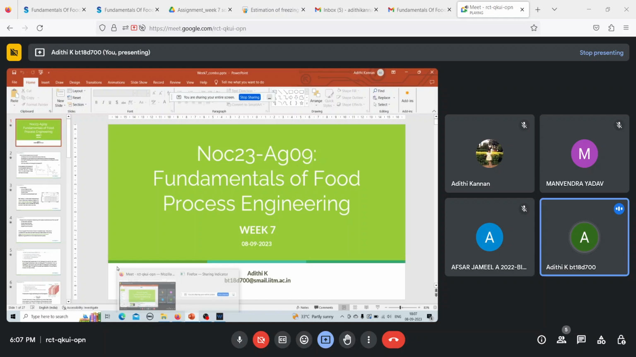Okay, if not, we'll move on to the next question. Question 2. In a blast freezing, A liquid refrigerant is used, B plate heat exchanger is used, C cold air is used, and D concentric heat exchanger is used. Which of these is the right option?